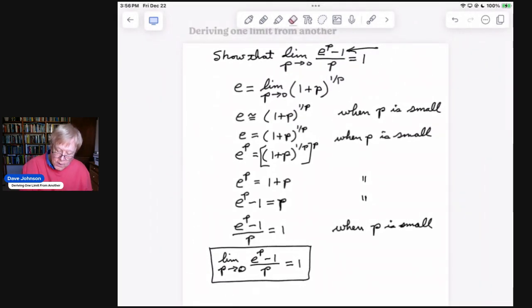So, a perfectly legitimate way to do the derivation, and the result is valid.